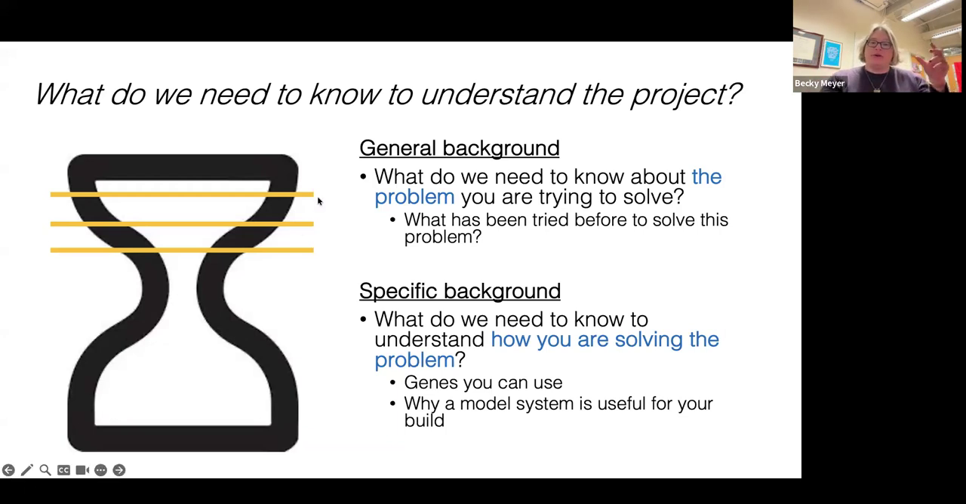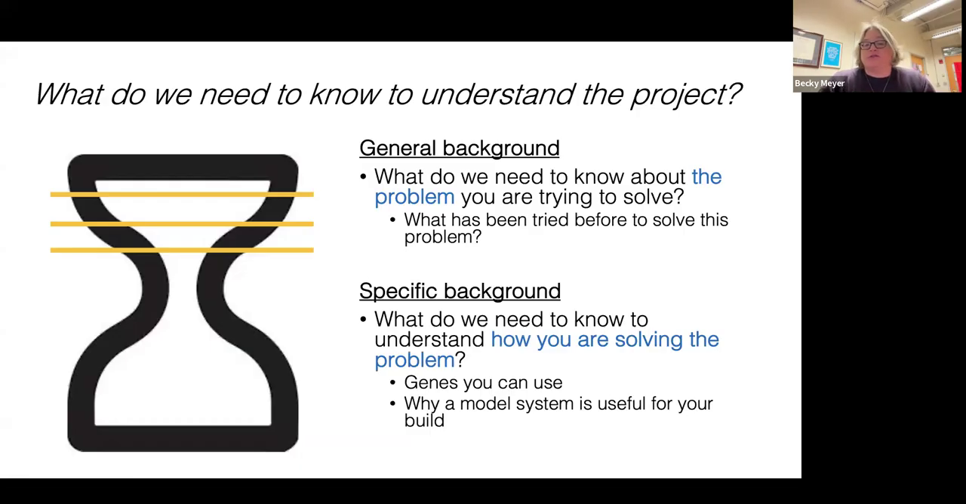Once you've gone through anything we need to know to understand the problem, still at that really broad level, now you start to narrow down and get more and more specific information that's relevant directly to your project. And we call this your specific background. In the specific background section, again narrowing down, it's really focused on what we need to know to understand how you are solving this problem.